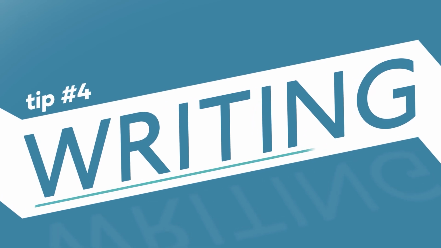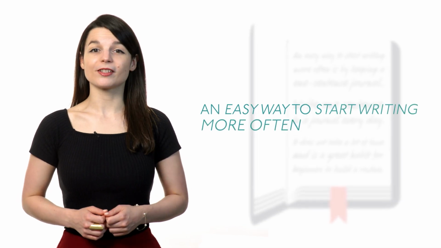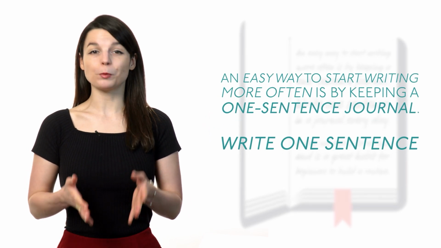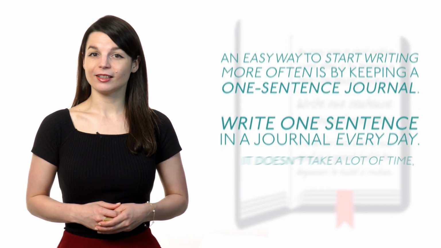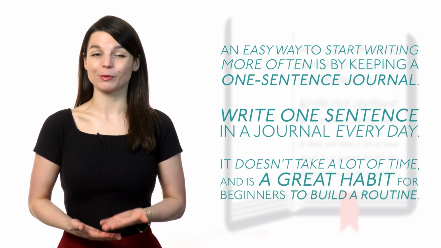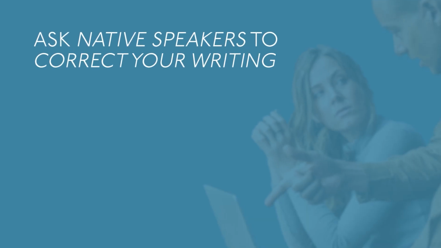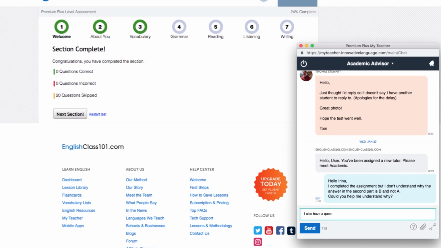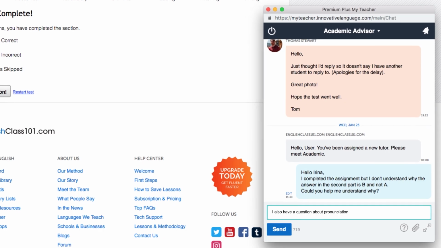Tip number 4, writing. An easy way to start writing more often is by keeping a one-sentence journal. Write one sentence in a journal every day. It doesn't take a lot of time and is a great habit for beginners to build a routine. You have to be consistent to make improvements. Ask native speakers to correct your writing to improve even faster. You can submit sentences and phrases to your teacher using Premium Plus.